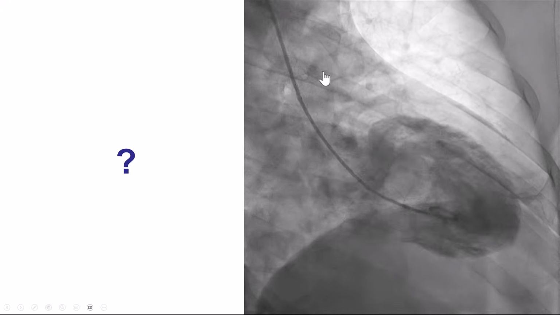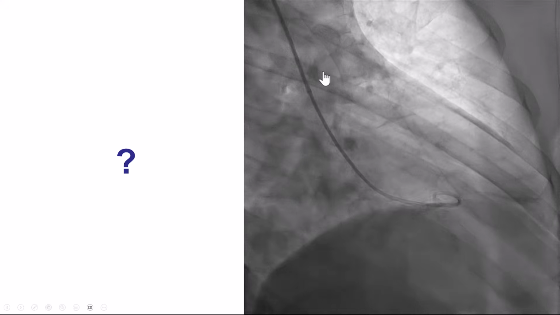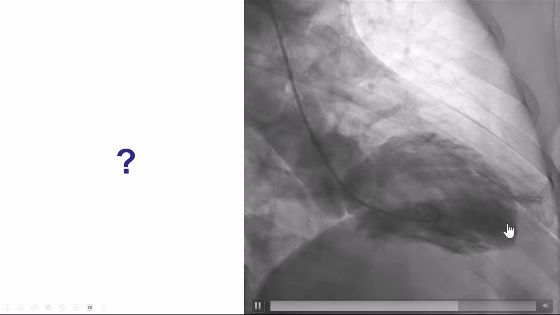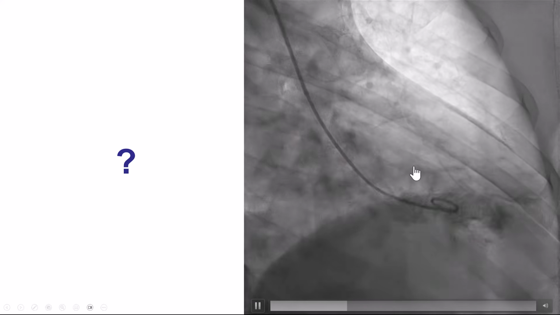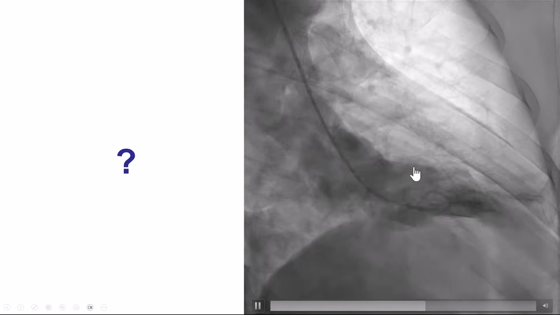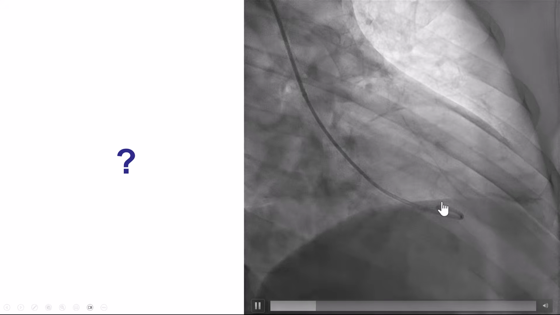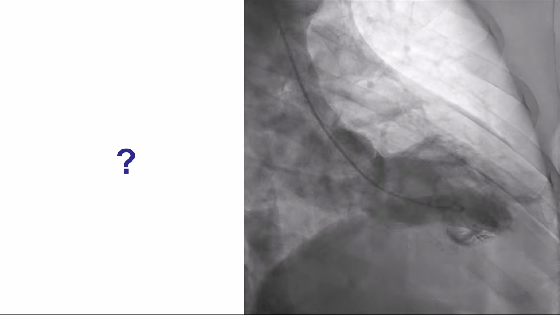We then did an LV-gram to confirm whether we had an anterior elevation, and we did not see any significant regional wall motion abnormalities, with good left ventricular function. So we thought it was unlikely that the patient had an acute anterior ST elevation myocardial infarction.